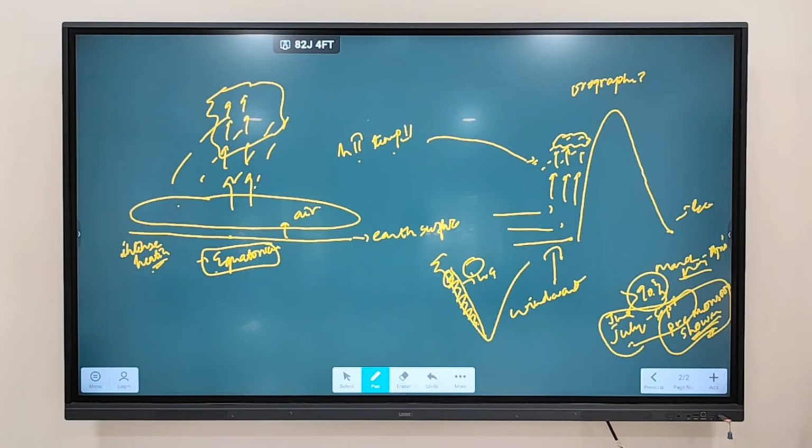So any doubt regarding convectional rainfall? Where do you see convectional rainfall? Where intense heating is going to happen, generally in the equatorial region. As we discussed, in India, in the summer months, you're going to see convectional rainfall. Where are you going to see orographic rainfall? Where mountainous areas are there. So in India, where are you finding this orographic rainfall?